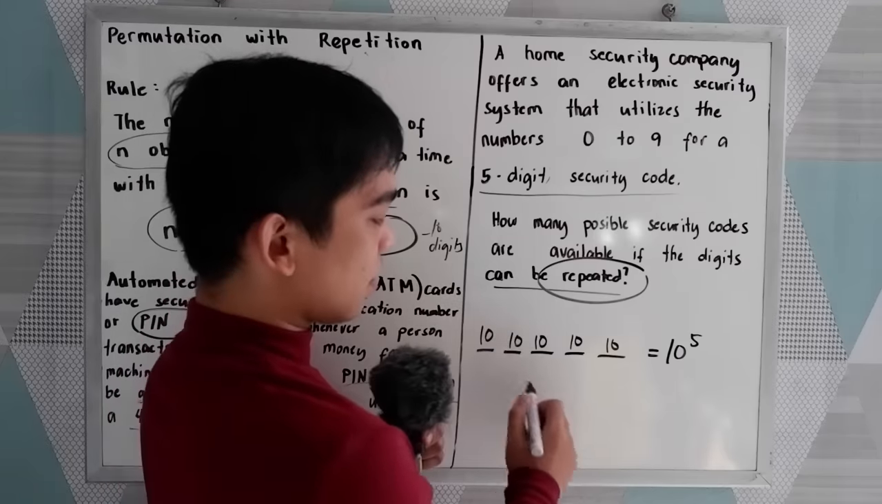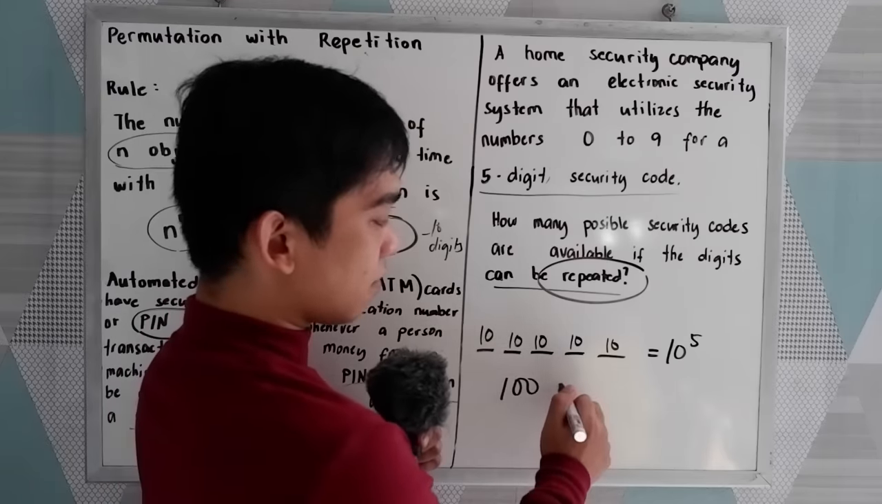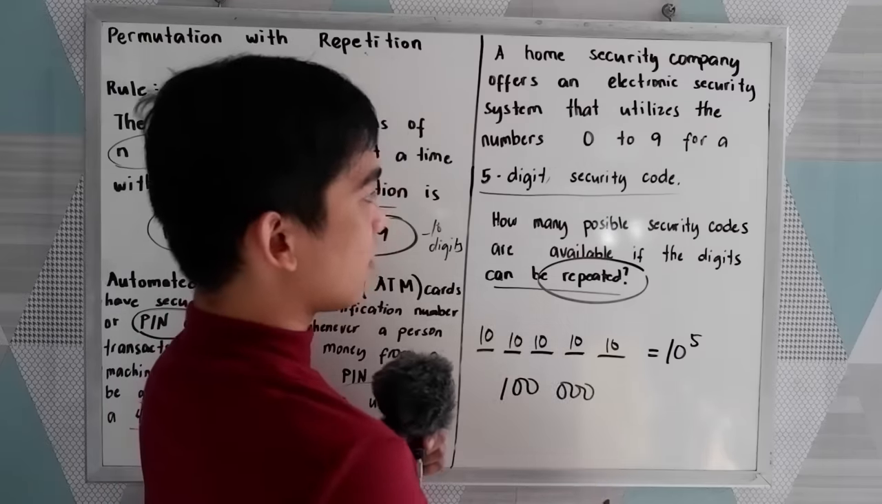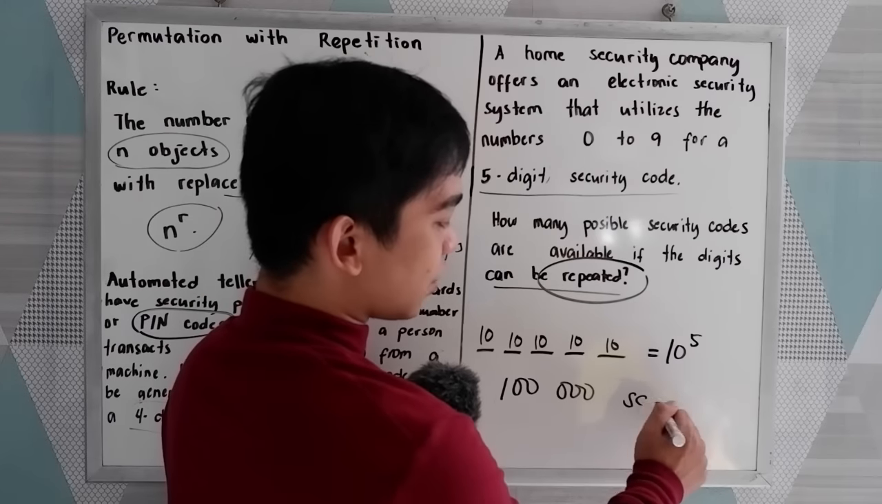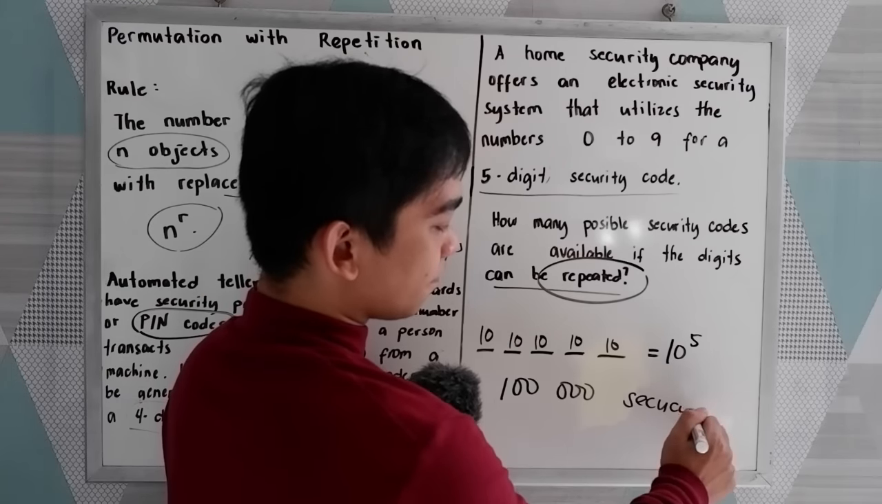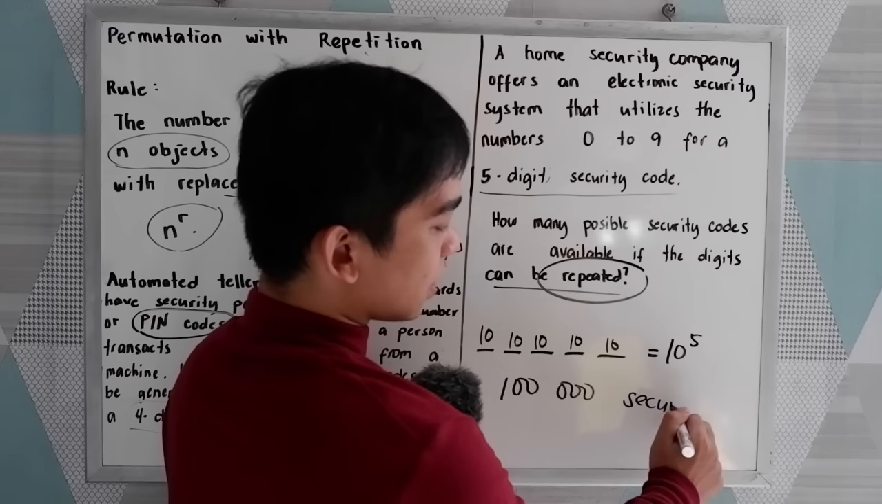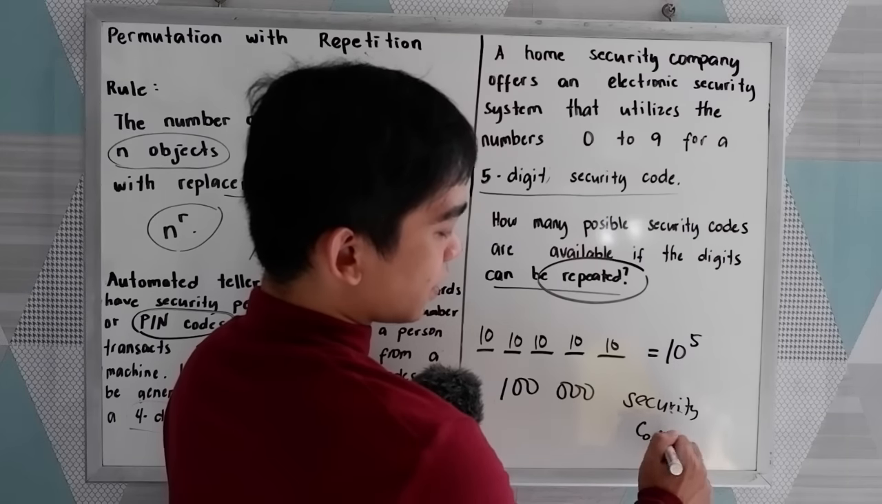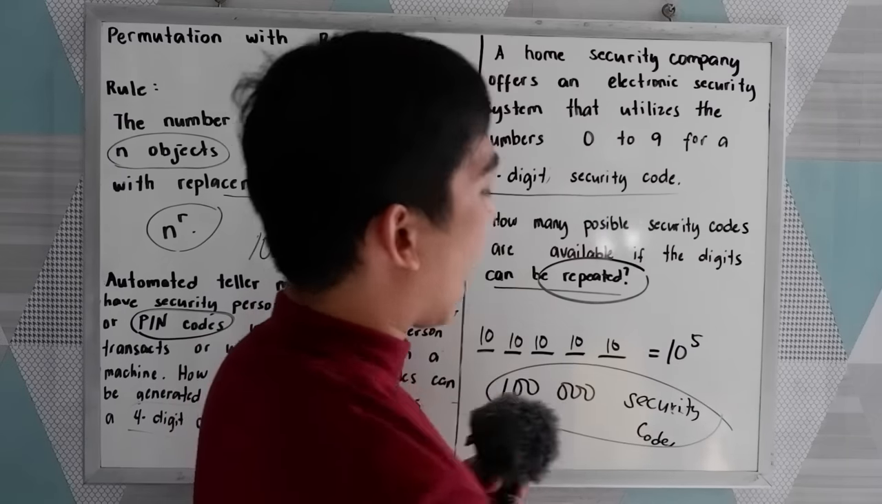So that is 100,000 possible security codes.